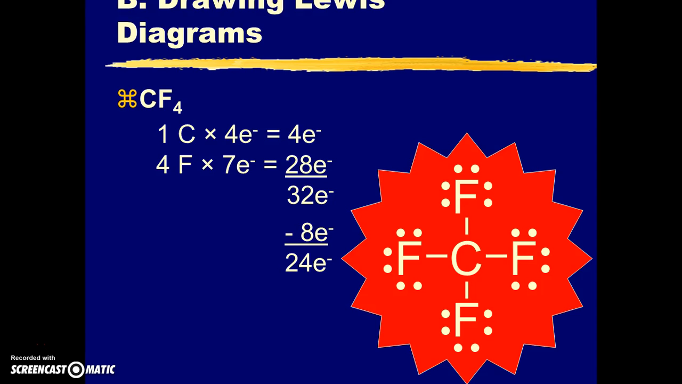So now each fluorine atom has a total of 8, and the carbon has a total of 8, and we used a total of 32 electrons, and that is the Lewis structure for carbon tetrafluoride.